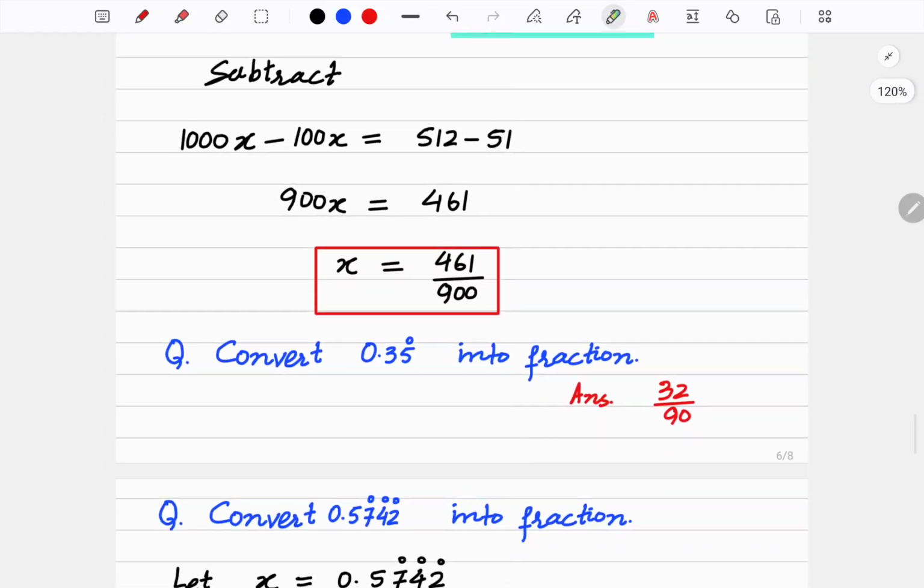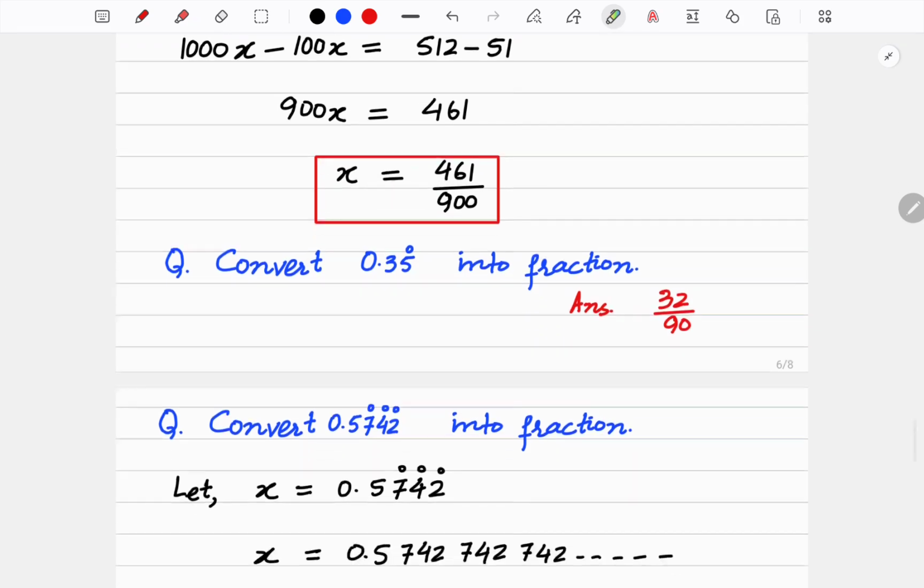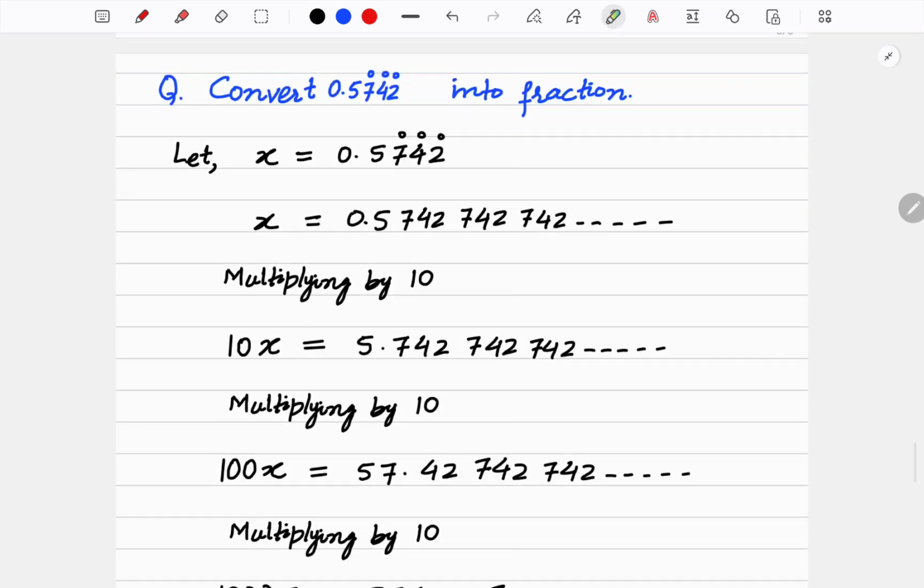So the next question is to convert 0.35 dot into a fraction, and its answer is 32 by 90. Next, convert 0.57 dot 4 dot 2 dot into a fraction.